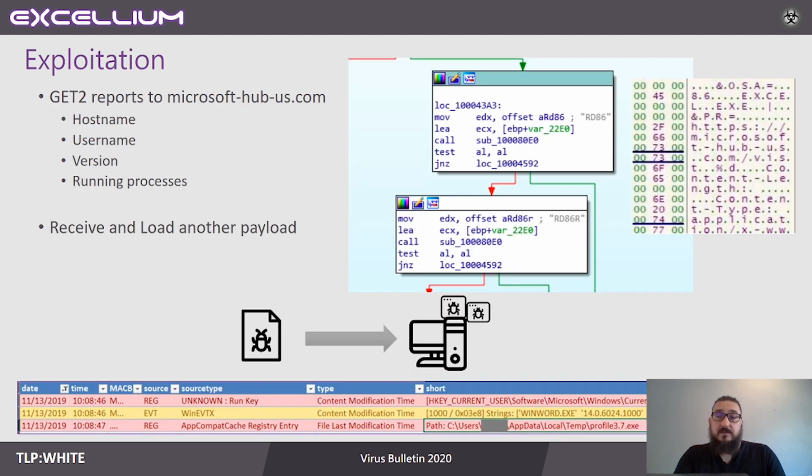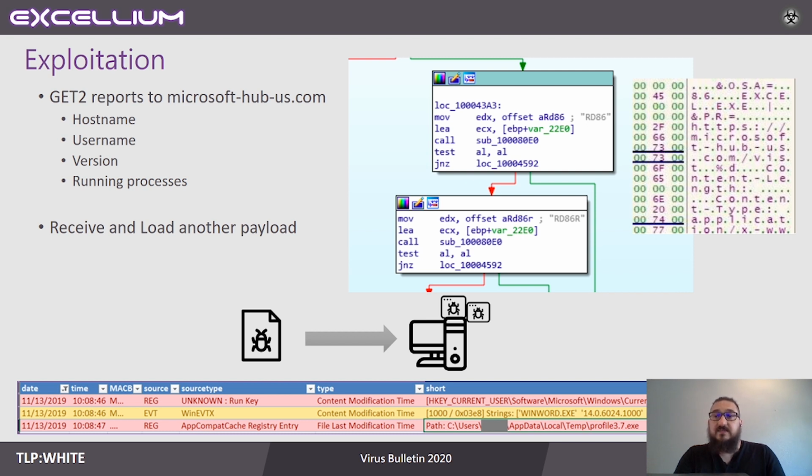Once executed, the dropper, get2, reports to another host, already a second, different website. It reports the host name, the username of the customer, the version of the operating system, and the list of the running processes. The configuration is hard-coded in the DLL itself, so it's part of the executable. Depending on the result, it receives another payload. In our case, it received an executable named profile3.7.exe. We don't really know what it is, since we didn't manage to retrieve this file.